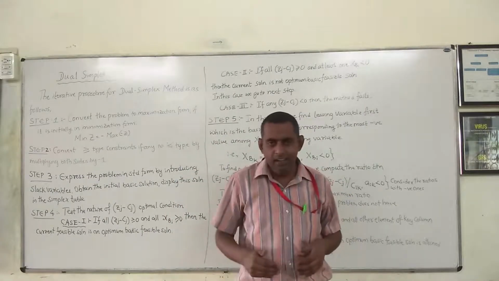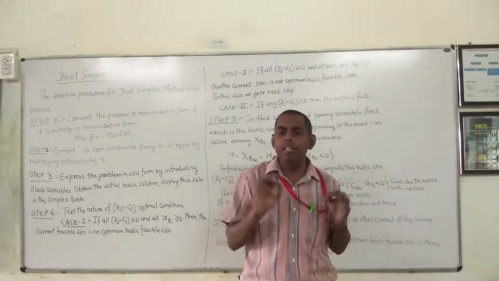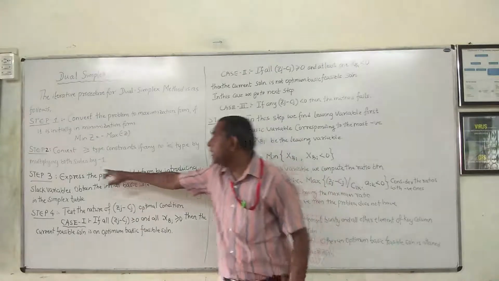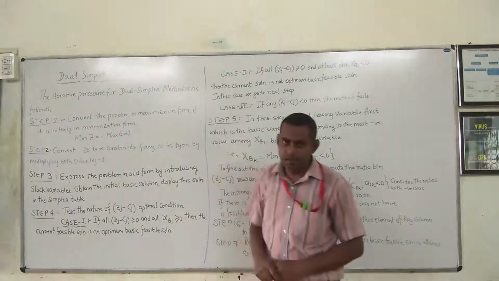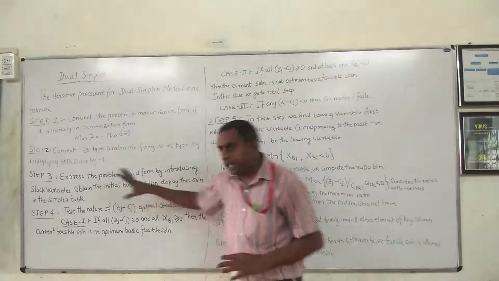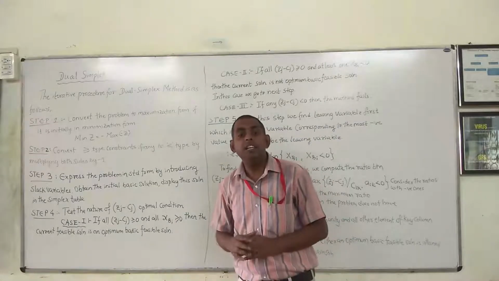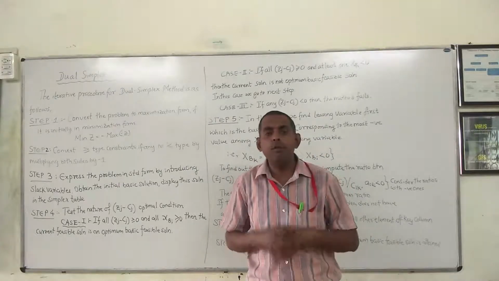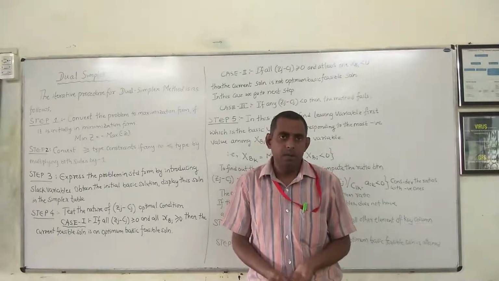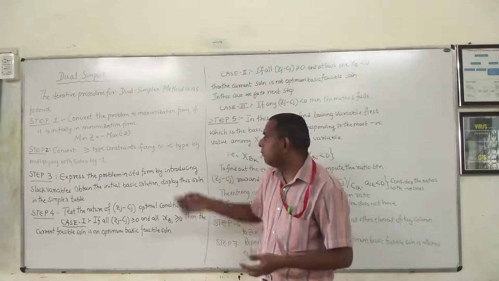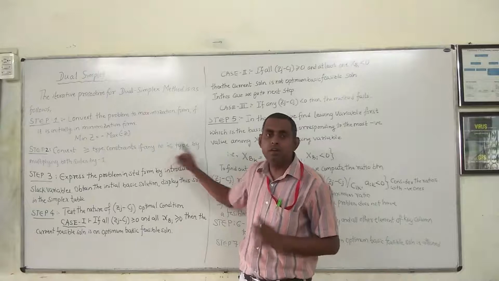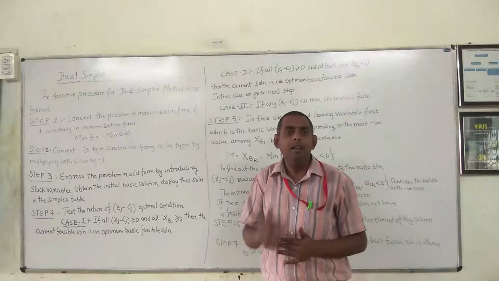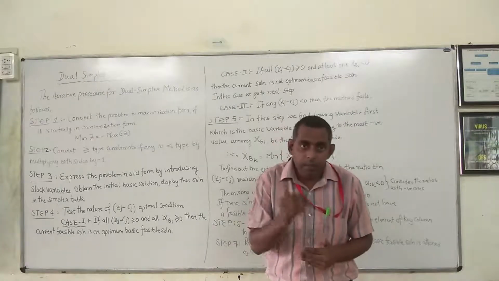If I were to say in Kannada, if the constraints are greater than or equal to, we must convert them to less than or equal to. How? By multiplying by -1 on both sides. Then go for step number 3: express the problem in the standard form. To do that, we introduce slack variables, because the constraints are less than or equal to. Once we introduce the slack variables, the given LPP will be in standard form.